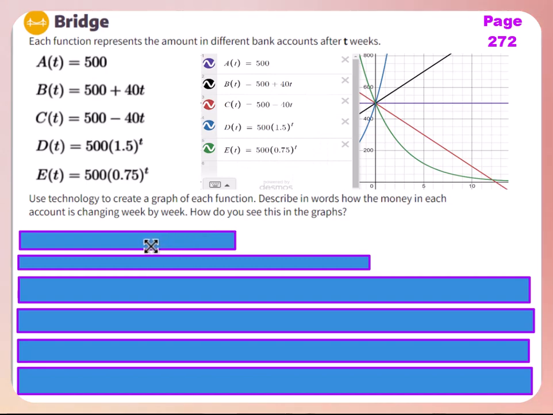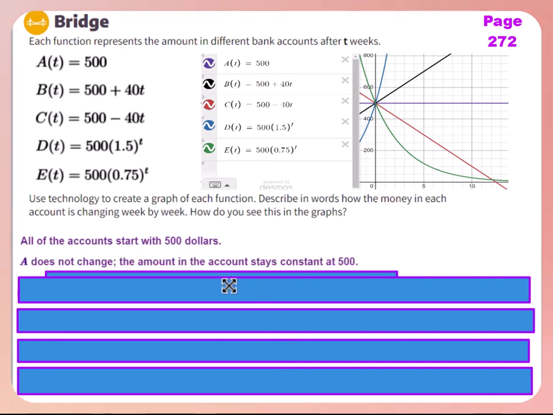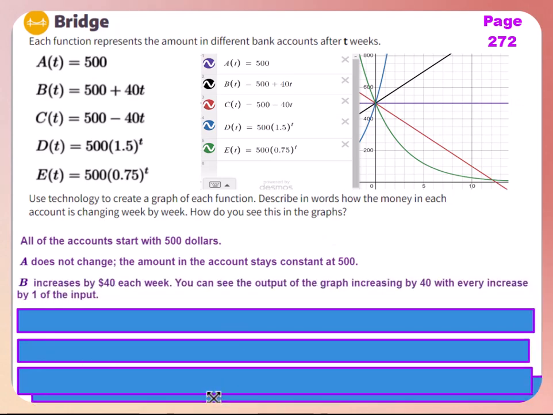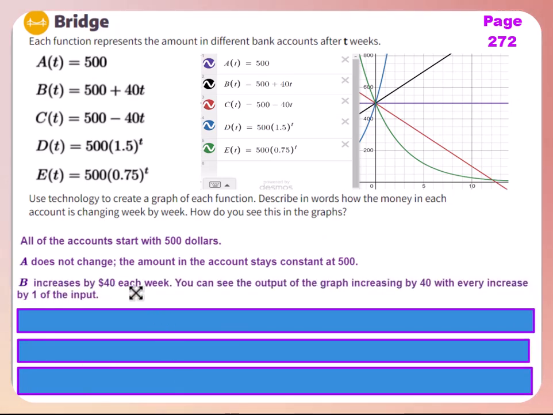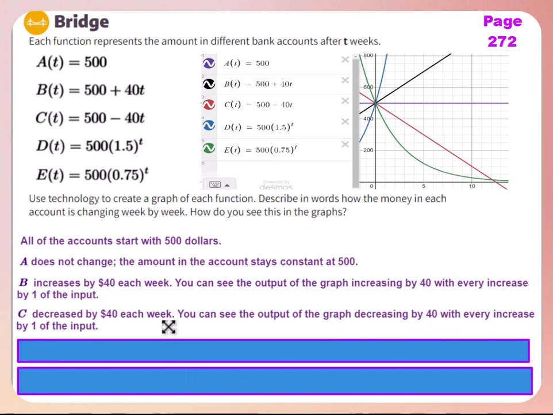So let's describe this in words. All of the accounts start with $500. A does not change. That amount stays constant. $500 in the bank account, it just stays 500. B increases by $40 each week. You can see the output of the graph increasing by 40 with every increase by 1 of the input. That's the black line. C decreases by 40 each week. You can see the output of the graph going down by 40 each week.